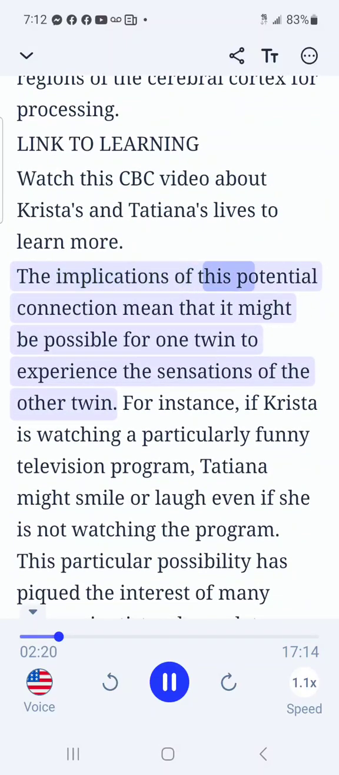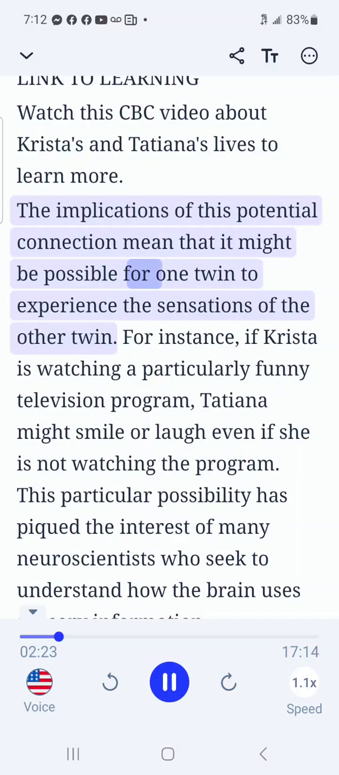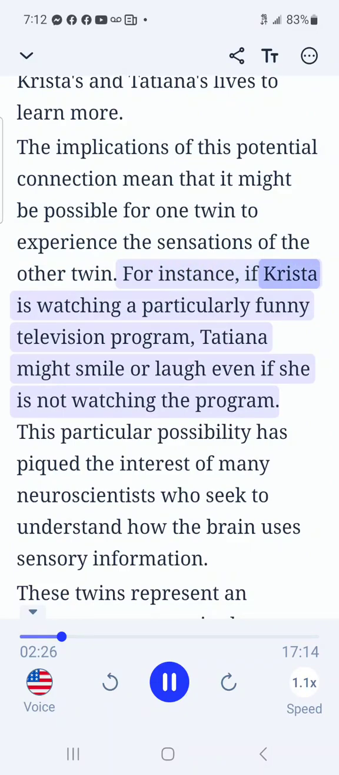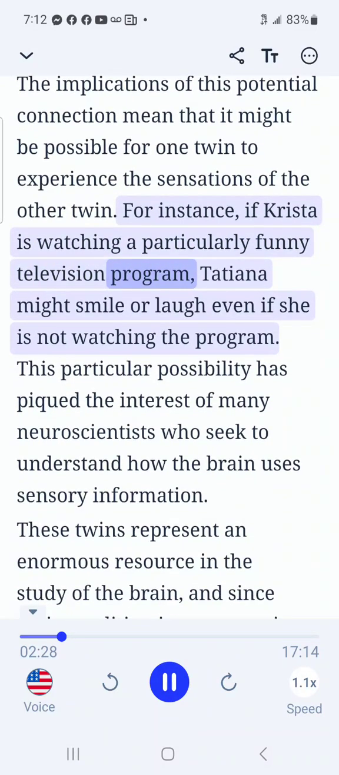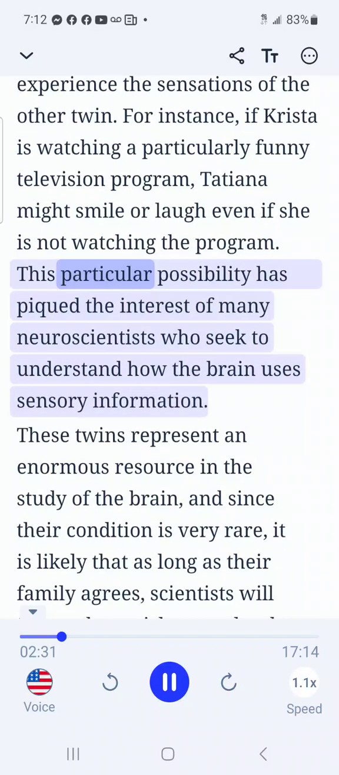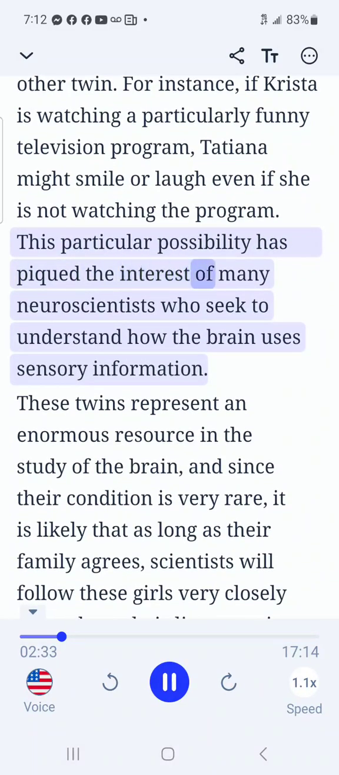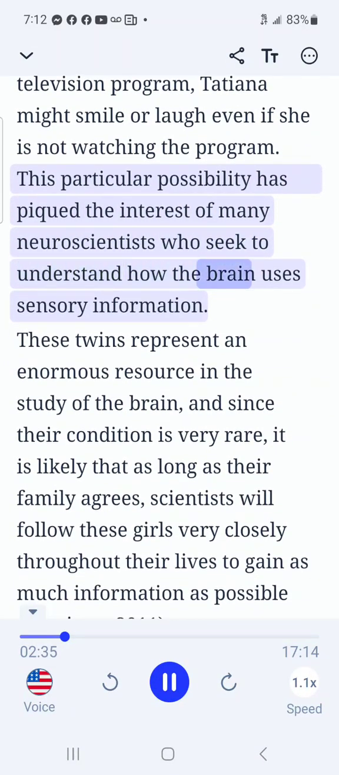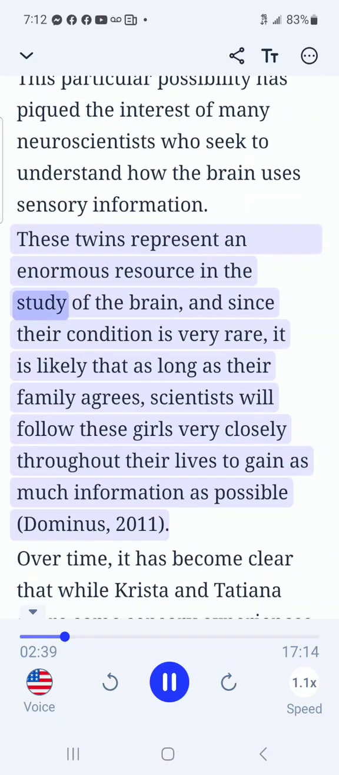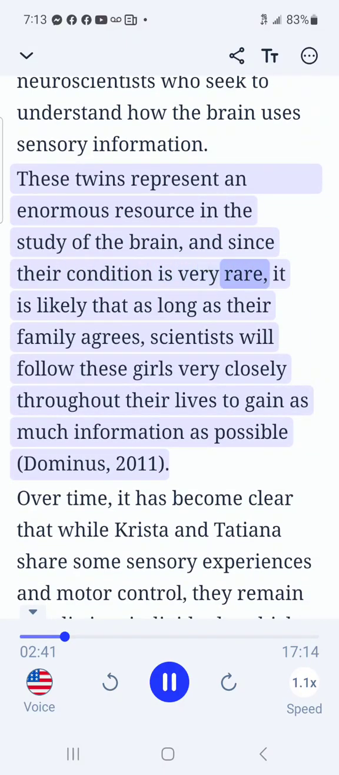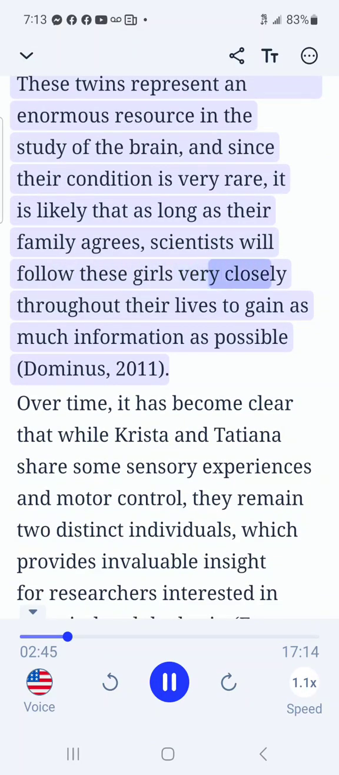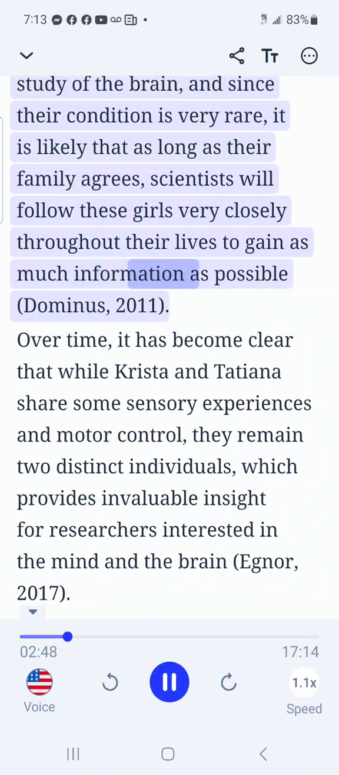The implications of this potential connection mean that it might be possible for one twin to experience the sensations of the other twin. For instance, if Krista is watching a particularly funny television program, Tatiana might smile or laugh even if she is not watching the program. This particular possibility has piqued the interest of many neuroscientists who seek to understand how the brain uses sensory information. These twins represent an enormous resource in the study of the brain, and since their condition is very rare, it is likely that as long as their family agrees, scientists will follow these girls very closely throughout their lives to gain as much information as possible.